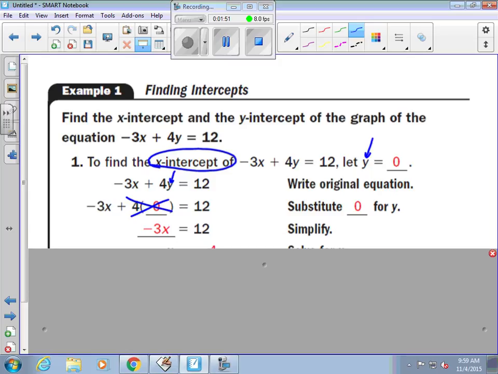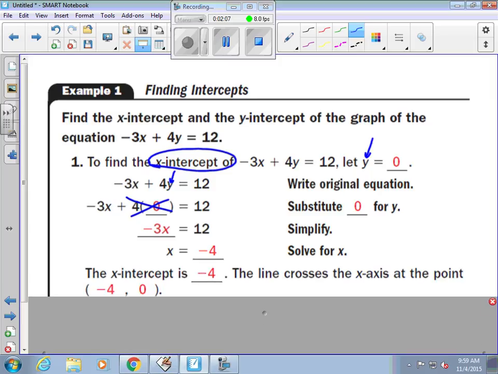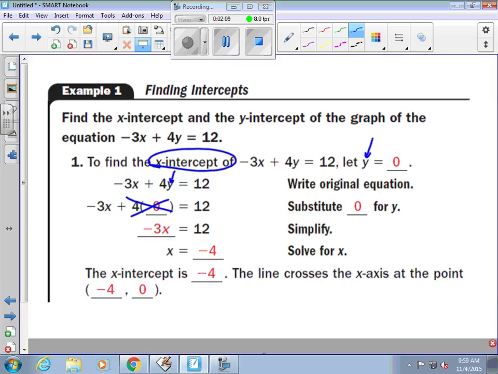Negative 3x is equal to 12. In order to get x by itself, you divide by negative 3. When you divide on both sides, 12 divided by negative 3, x's value is negative 4. So your x-intercept is negative 4. That means the line crosses through the x-axis at the point negative 4, 0.